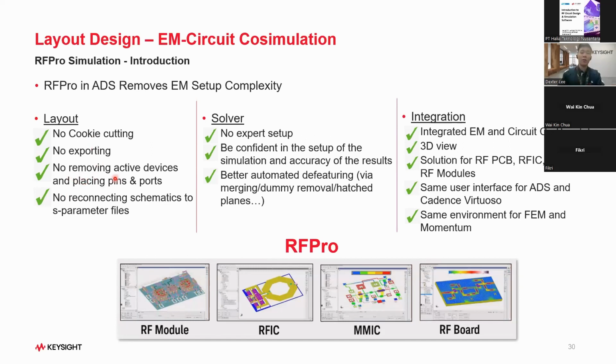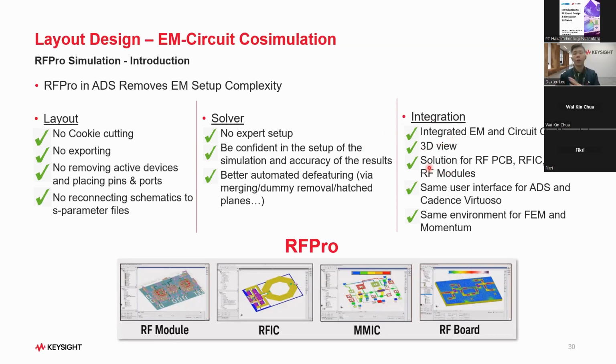You don't have to manually remove or place your transistor device, and if you have S parameters that you need to bring in for your simulation, we have a quick way for you to do it. Just import and the connection will be done automatically for you. One point that I really like is no expert setup, so you can be confident in the setup of your simulation and the accuracy of the results. These two are some of the common key benefits that I also hear from my users who are using RF Pro. It's really very easy and you are more confident when it comes to EM setup.